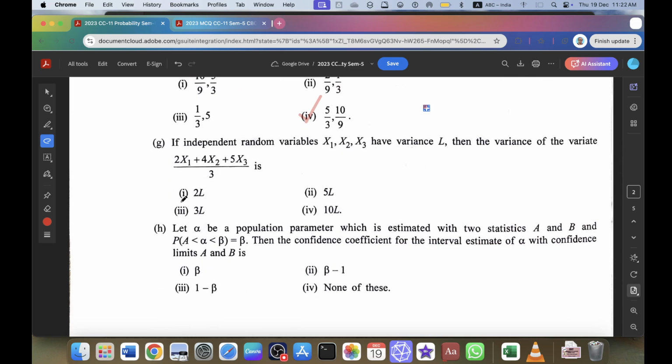Next question 1G. If independent random variables X1, X2, X3 have variance L, actually they are mutually independent random variables, then the variance of the variate (2X1 plus 4X2 plus 5X3) whole divided by 3 is what?